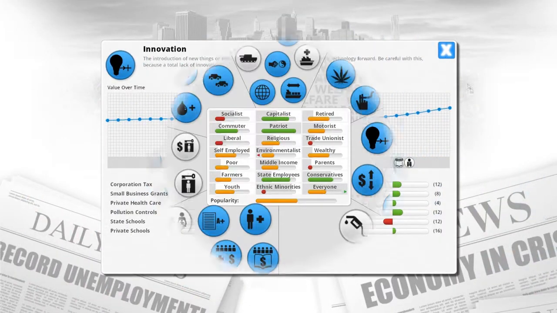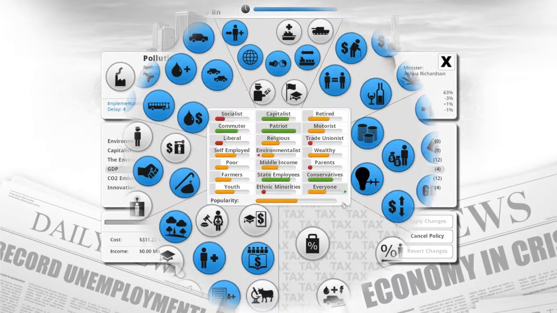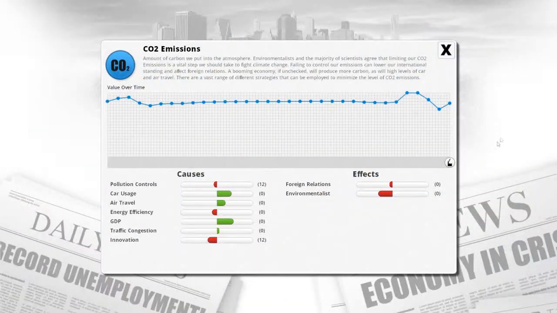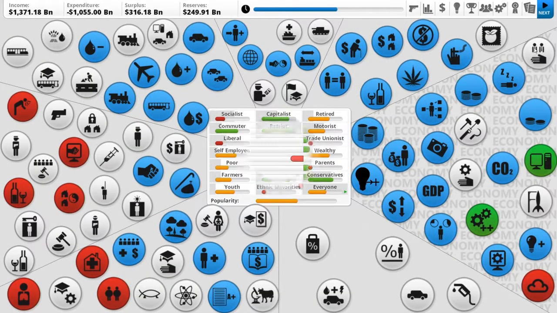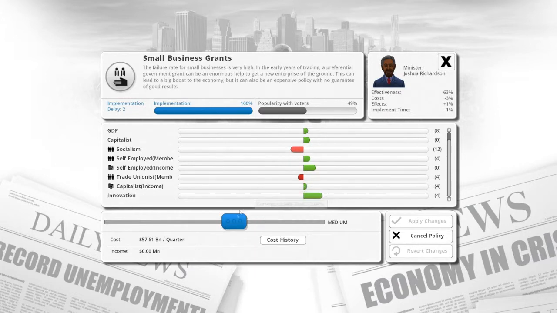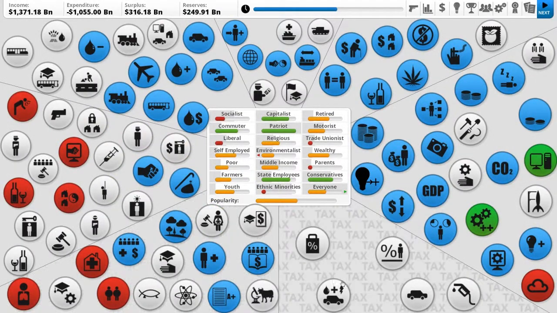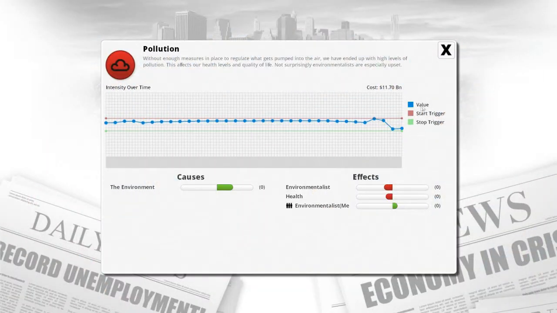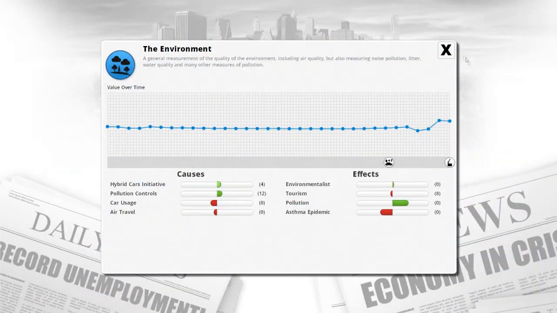How's innovation doing? Oh, it's doing well. I'm going to eliminate pollution controls because it's not so much a budget issue, but it decreases innovation, and innovation decreases CO2 emissions by more than pollution controls do. So we have small business grants here. Here's another way we can increase innovation: increased funding for small business grants. Good. We're eliminating pollution. How's the environment doing? Yeah, it's increasing.